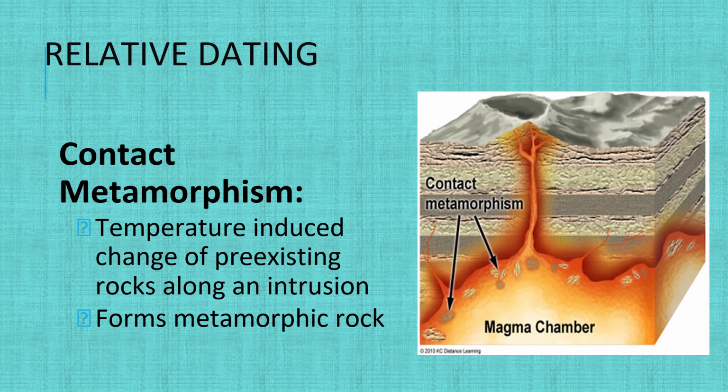So remember, from our rock unit, contact metamorphism is going to be a temperature-induced change of our rock to form our metamorphic rock. So with contact metamorphism for our igneous intrusions, you're going to find it along the edges of all your intrusion on all sides, right?